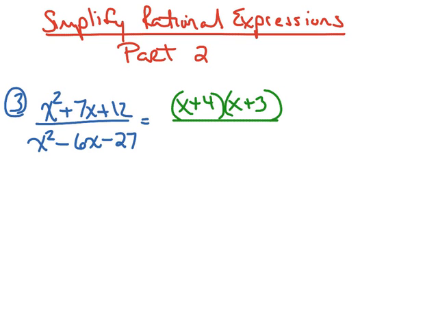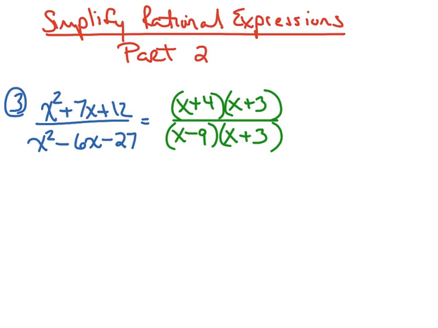I'm going to do the same thing with my denominator. I need to find those factors. We know that x times x is x squared. I need to find factors of negative 27 that are going to add up to a negative 6. Again, what can I multiply together to get negative 27, but they're also going to add up to a negative 6? In this case, those numbers are negative 9 and positive 3. Negative 9 times positive 3 gives me a negative 27. And a negative 9 plus 3 are going to add up to a negative 6.